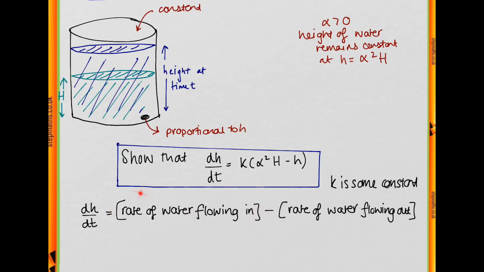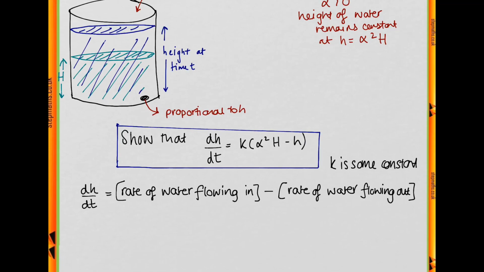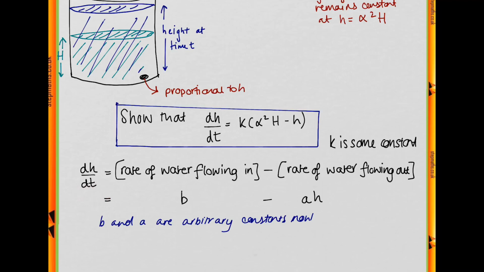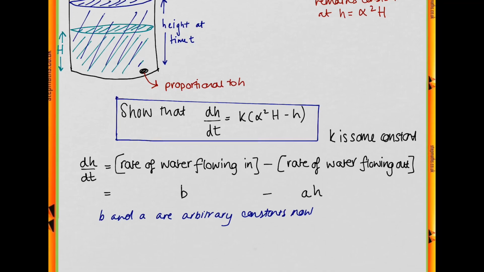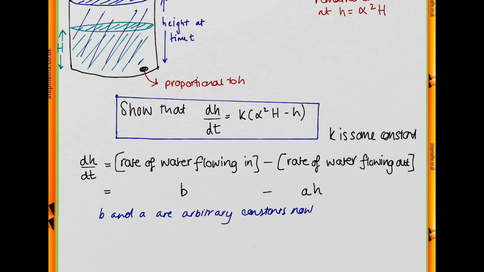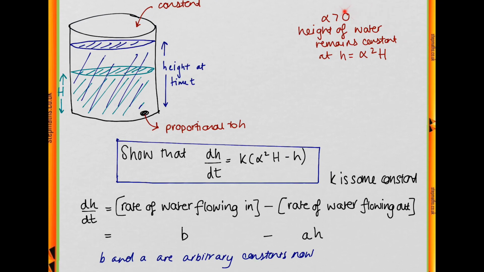We know that the rate of water flowing in is constant, so we can just call it some arbitrary constant, b for example, and we know the rate of water flowing out is proportional to h, so it's a constant times h. So if we choose constants b and a, we get dh/dt equals b minus ah, where b and a are arbitrary constants for now. Now remember that we're given another piece of information. We're told that the height of water remains constant at h equals alpha squared big H. So what can we deduce from this? Because we need a way to relate the a and b constants, because this expression only has one constant.